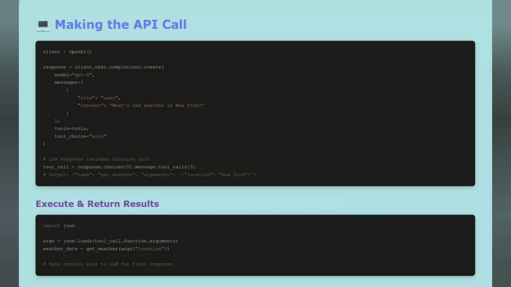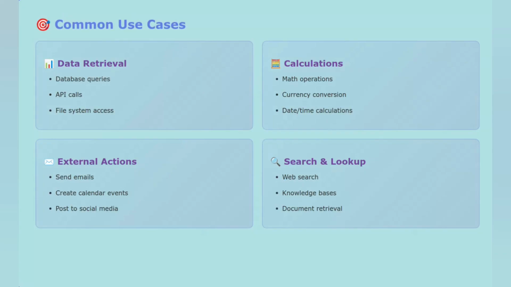So where do we actually use function calling? The possibilities are endless, but here are the most common categories. Data retrieval, database queries, API calls, file system access, anytime you need to fetch information from external sources. Calculations, math operations, currency conversions, date and time calculations. LLMs aren't great at precise math, but they're excellent at knowing when to delegate to a calculator function. External actions, sending emails, creating calendar events, posting to social media.